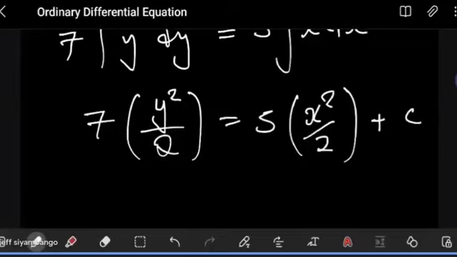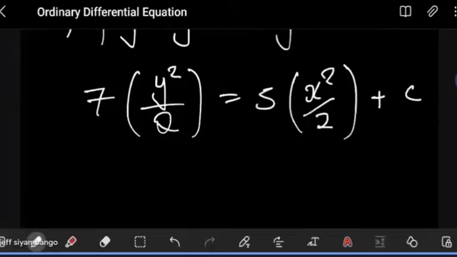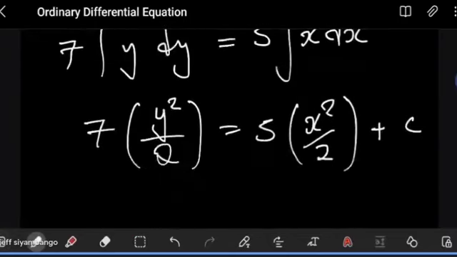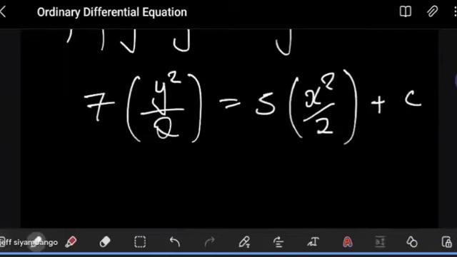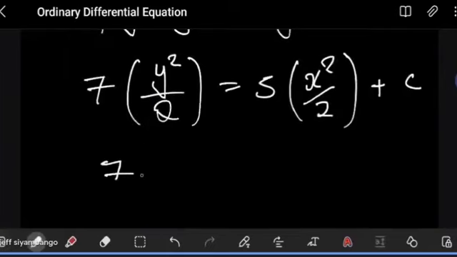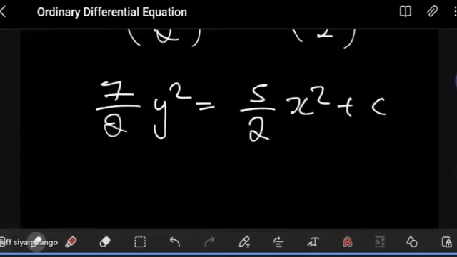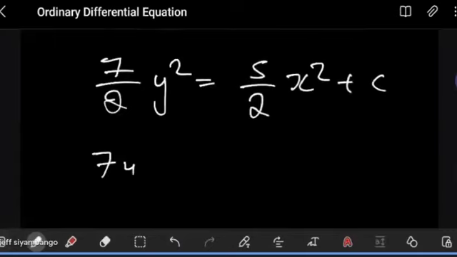Okay, so this part is done. We can now simplify this expression so that we get the equation for y. Okay, so everything's okay here. So how does this simplify? This is, of course, just 7. Then we have y squared over 2 equals 5 over 2, and then x squared plus c. Multiply through by 2, we have 7y squared equals 5x squared plus 2c.